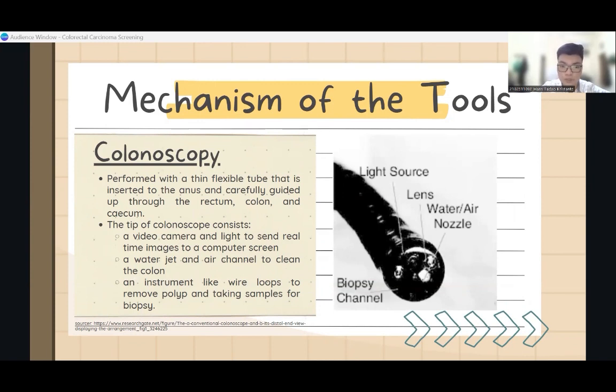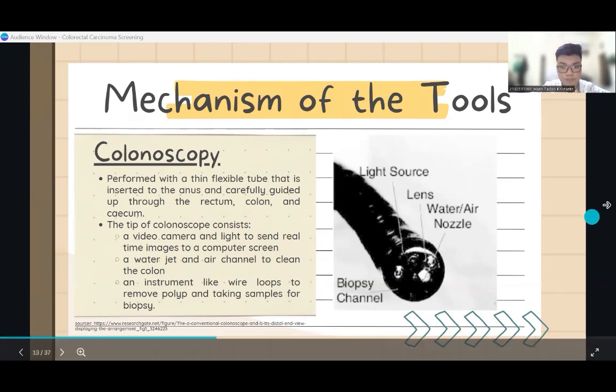The tip of the colonoscope consists of a video camera and LED to send real-time images to a computer screen, a water jet and air channel to clean the colon, and an instrument like wire loops to remove polyps and take samples for biopsy.